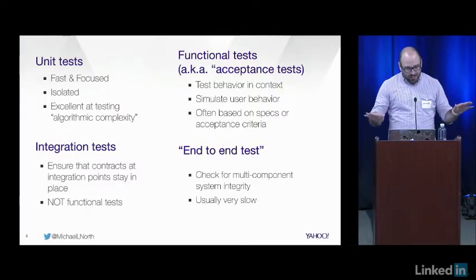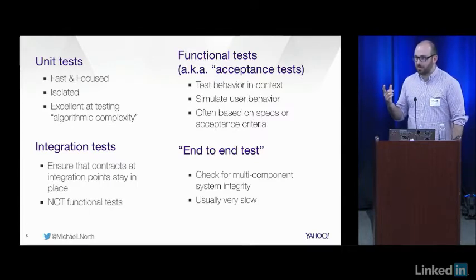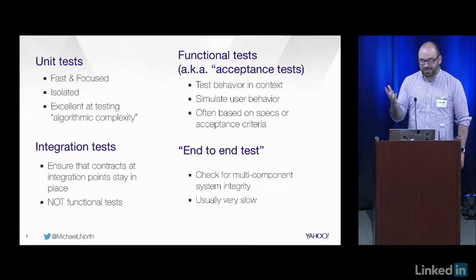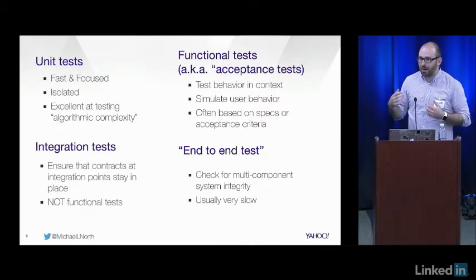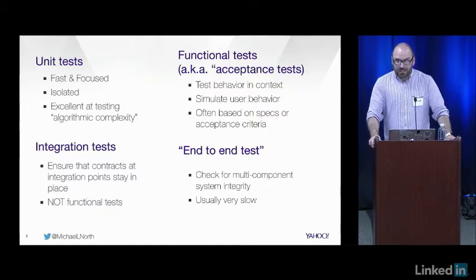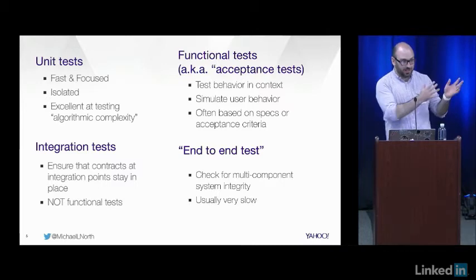So let's get the terminology out of the way. Unit tests are really about testing algorithmic complexity. The ideal thing to test with a unit test is something like a function that has inputs and yields a particular output. You're always testing in isolation, and they should be fast, right? You should be able to blow through these quickly. Functional tests test either a workflow or some acceptance criteria. You're going to be launching your whole app or whole system and testing in context rather than testing in isolation.